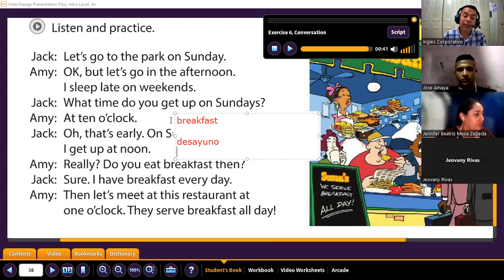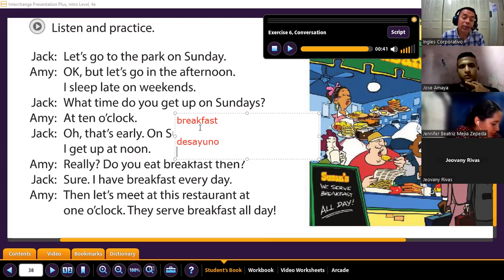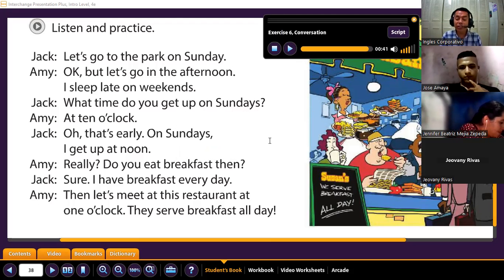Contra el ayuno. Entonces, ¿qué quiere decir? Break, romper. Y fast, quiere decir ayuno. Entonces, romper el ayuno, ¿sí? That is the meaning of breakfast. Understand? Ese no lo leí en Checklin. Ese por ahí me lo aprendí.